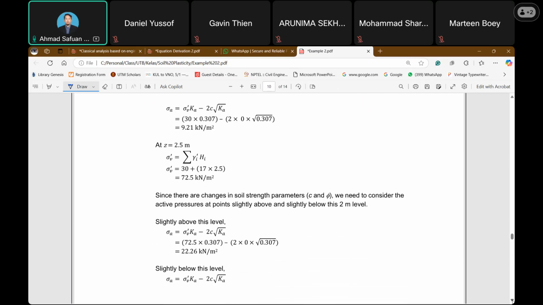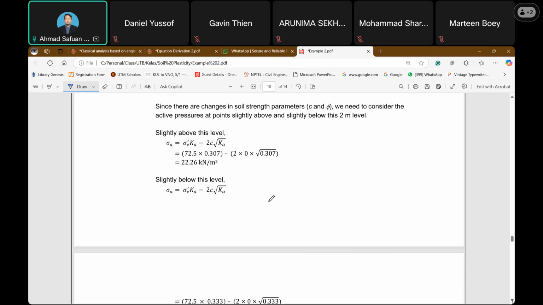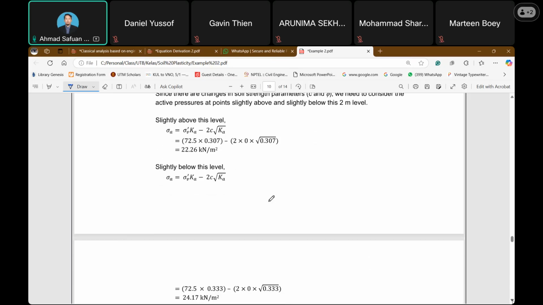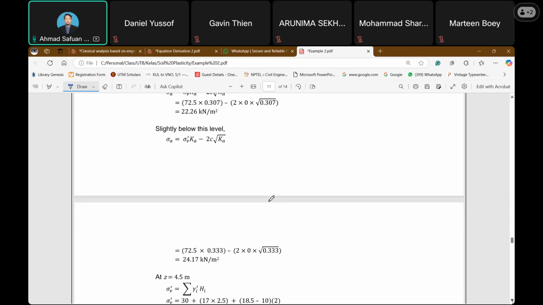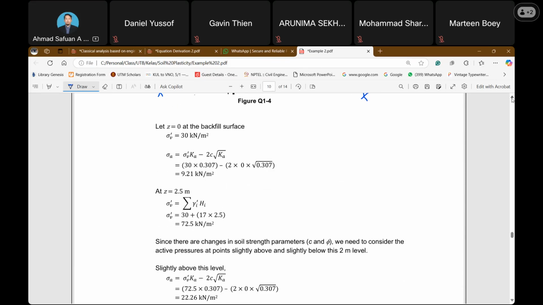Since there are changes in the soil strength parameter, we need to consider the active pressure at points slightly above and slightly below this 2 meter level. Slightly above this level, sigma A is equal to sigma V KA minus 2C square root KA. Then the value is 22.26. Slightly below is equal to 24.17. So that is for the 2.5 meter.